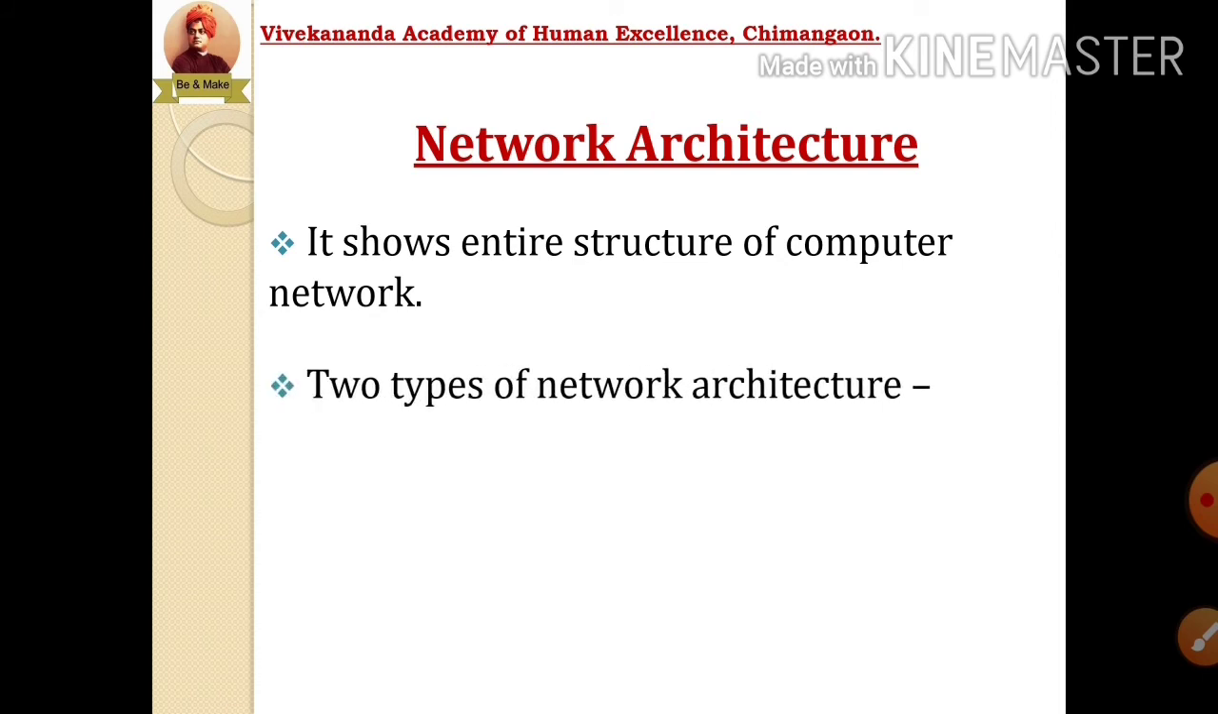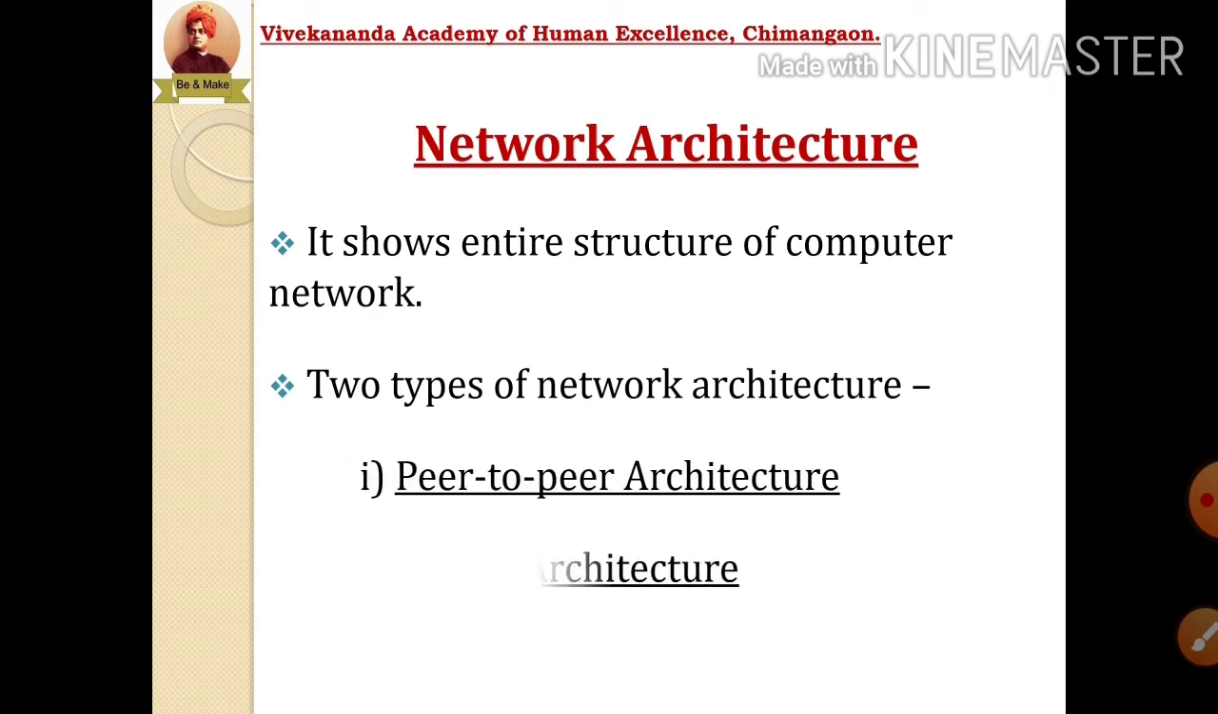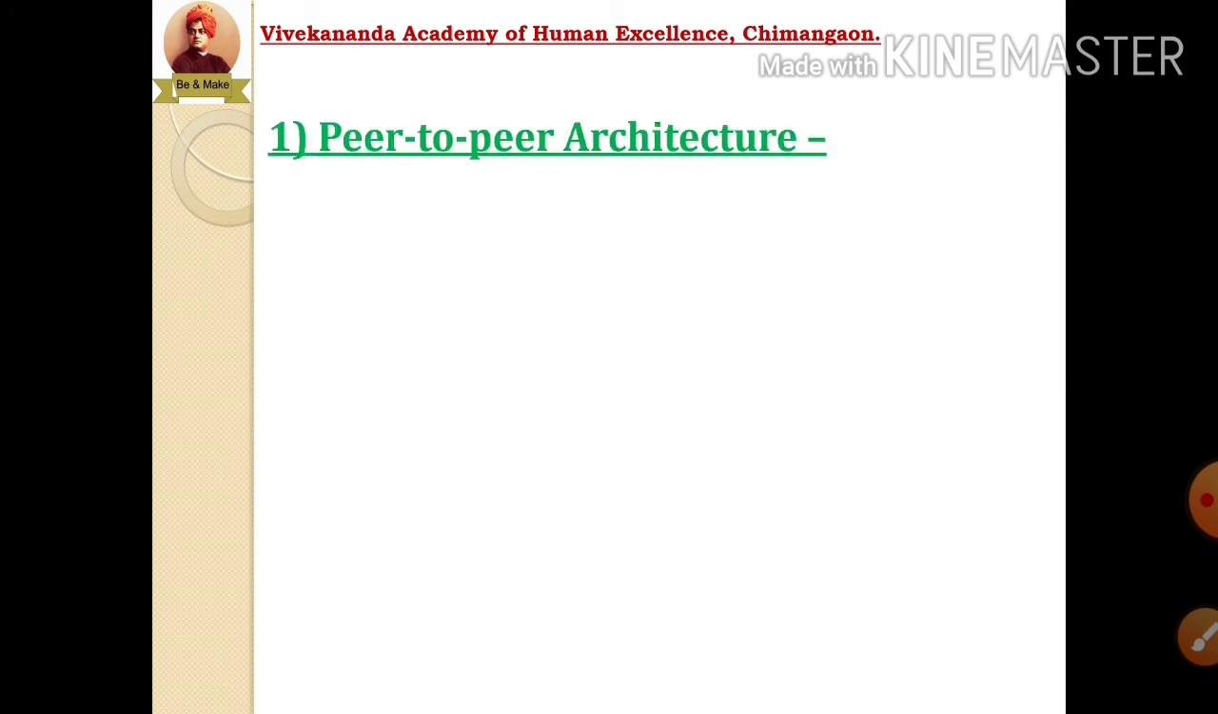Now here there are two types of network architecture. Which are those? First one is peer-to-peer architecture and second one is client-server architecture. Let us see these one by one. So our first architecture is peer-to-peer architecture.